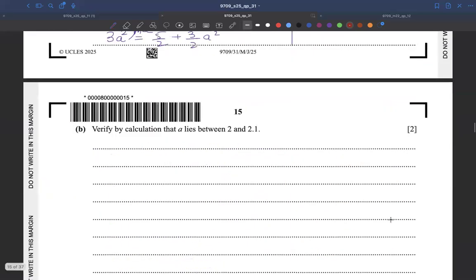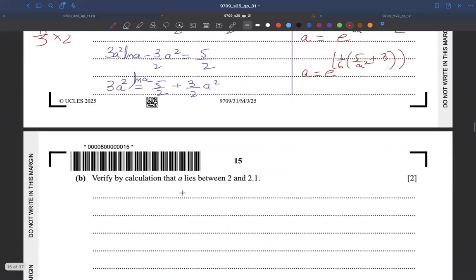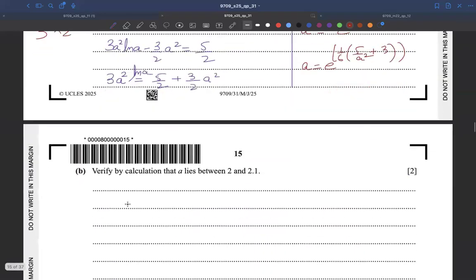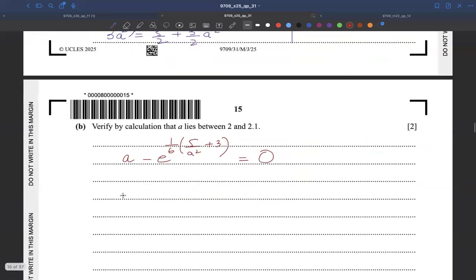Okay, in part B, it says verify by calculation that a lies between 2 and 2.1. Now, the way to do that would be, we'll write the equation as a minus e to the power of 1 upon 6 into 5 upon a squared plus 3, equal to 0. First we'll substitute a equals 2. So we'll write 2 minus e to the power 1 upon 6 into 5 upon 2 squared, that is 4, plus 3. And we'll find the answer for this value.